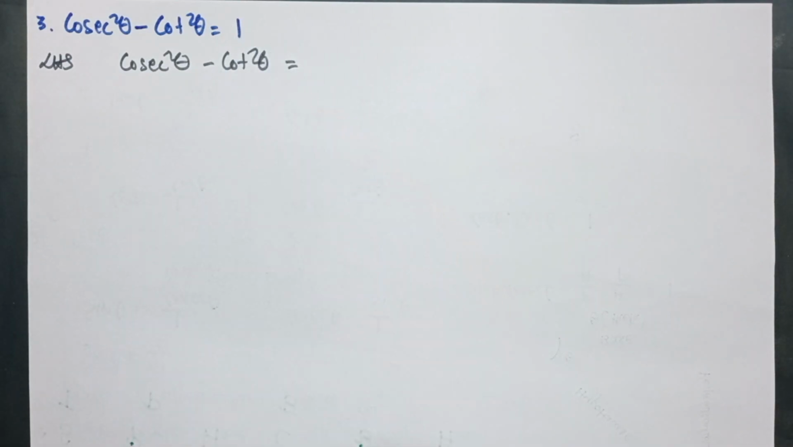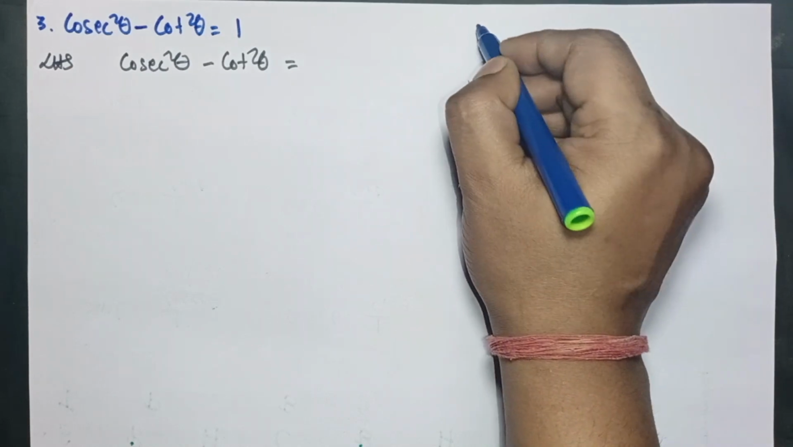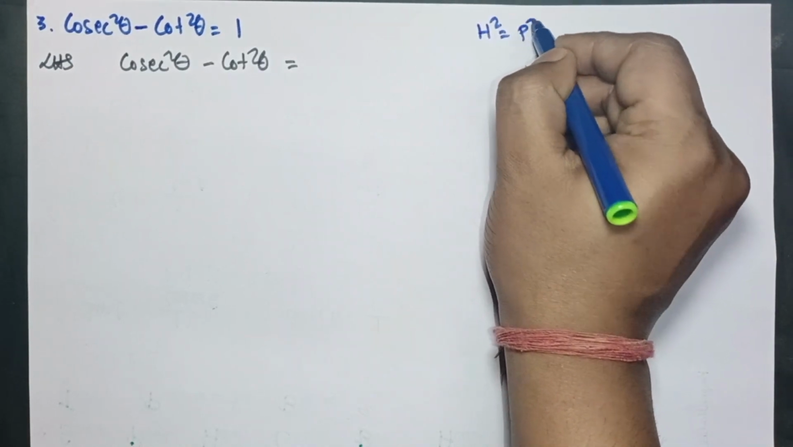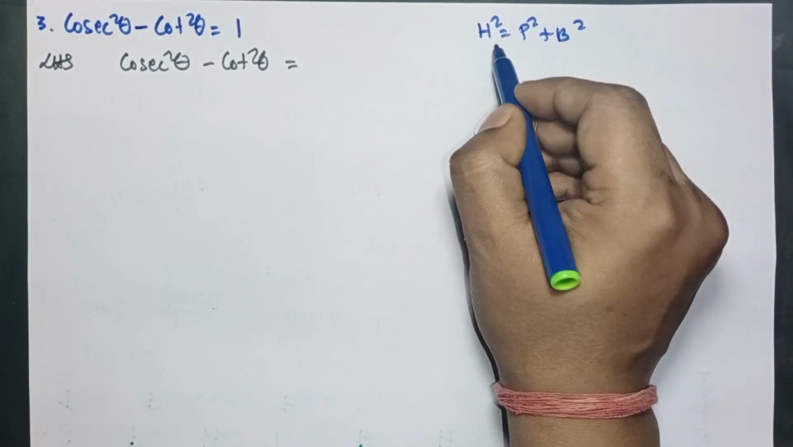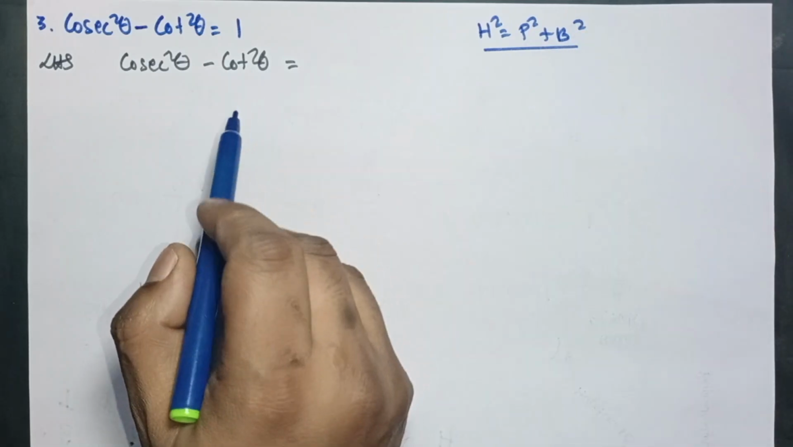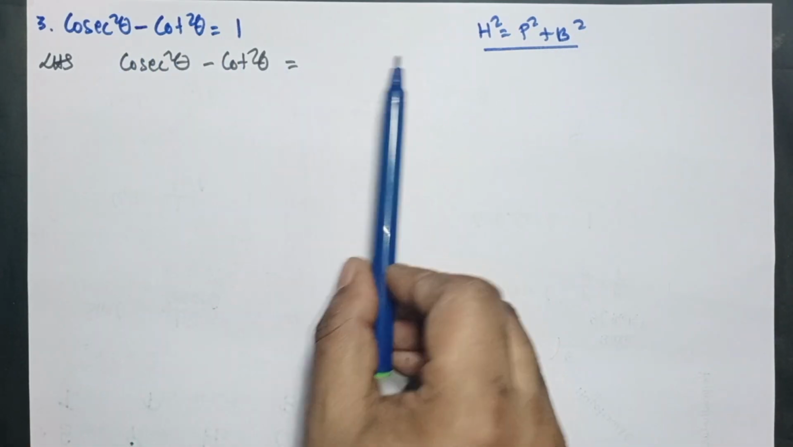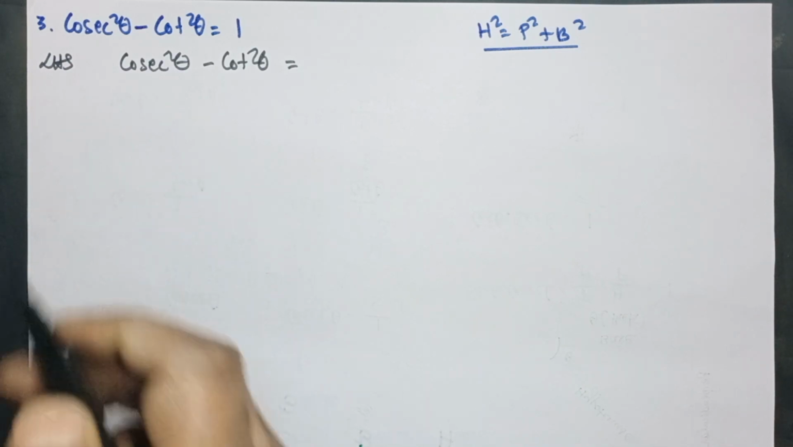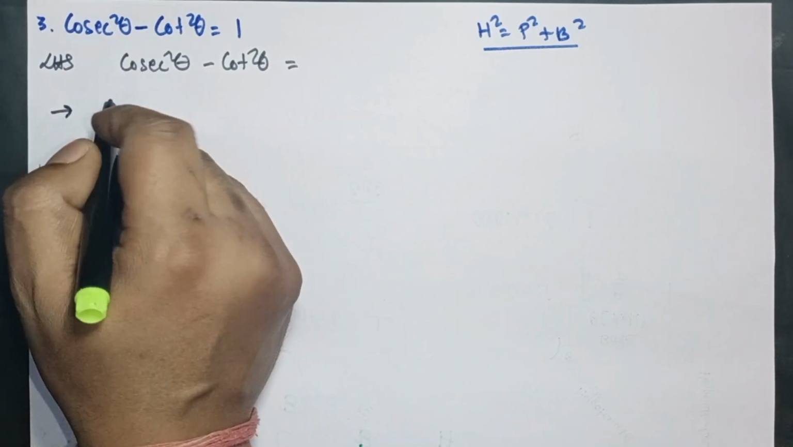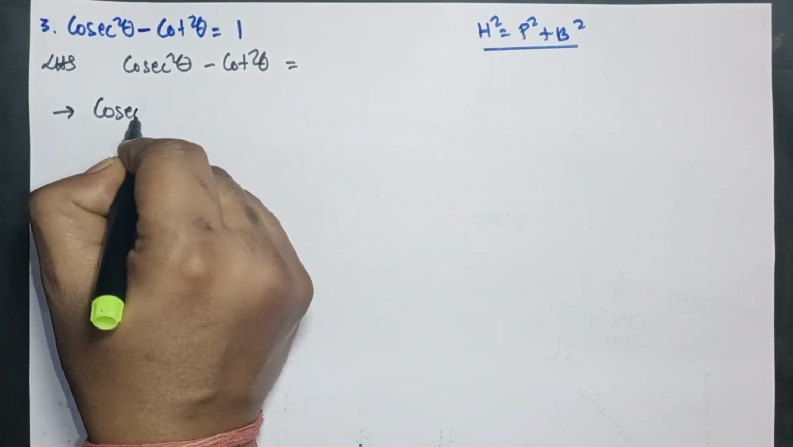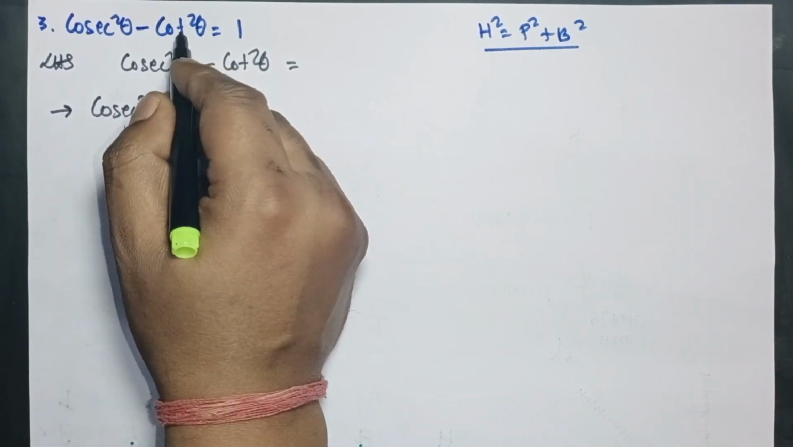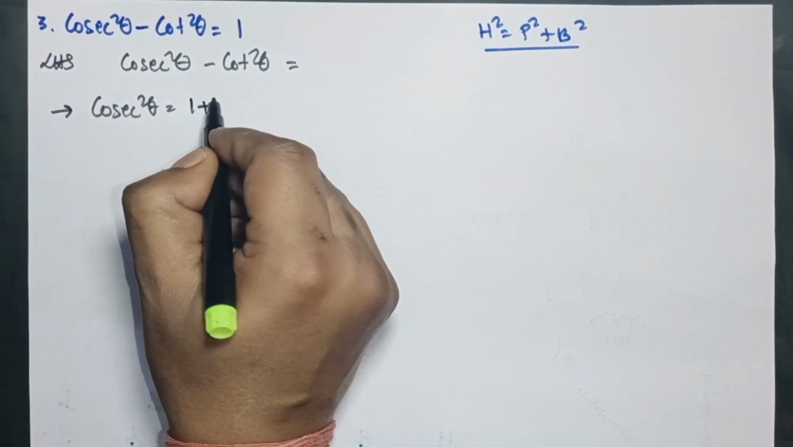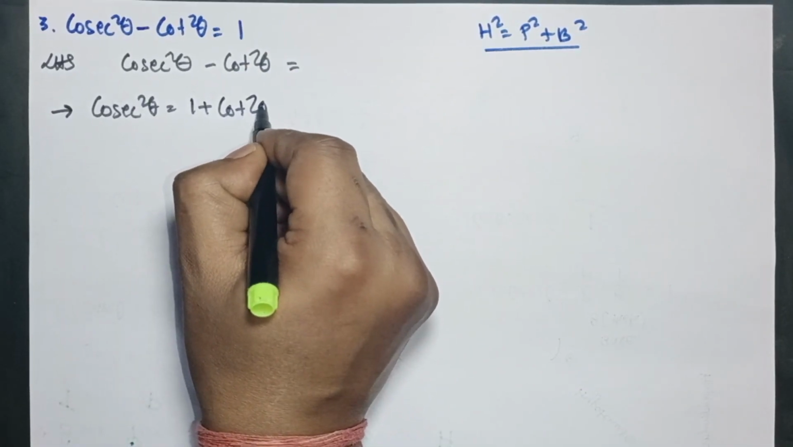Okay, now what do you know? That Pythagoras theorem formula is h square equals p square plus b square. Obviously you have to use this. Okay, so in a similar way, please prove this and please comment in the comment box. Okay, so this is your formula. So can I make another formula? Sub formulas. So as you know that, what can I do? Cosec square theta, this minus when it goes that side will be plus, so 1 plus cot square theta.